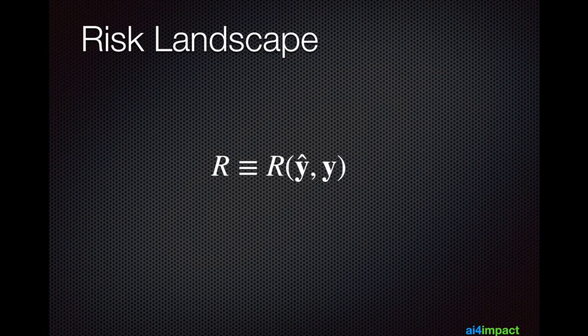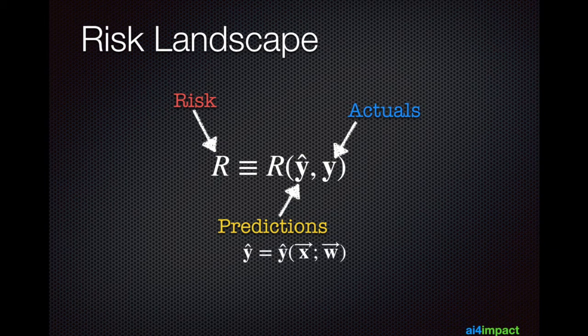You can see that the risk value is simply a number, and it's a function of the predictions from the model and the actuals from the dataset. The predictions are a function of the inputs and the weights.